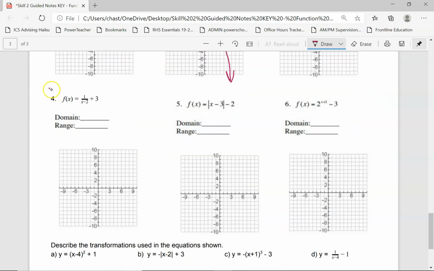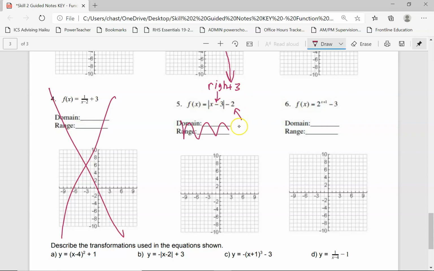I'm not going to do this one right here, but I do want to talk about these last two. This one is an absolute value function, so we have a weird one inside the function here, so we go right 3, and this tells me I go down 2. Absolute value functions normally start at the origin. We're going to send it right 3, down 2. There was no flipping, so we just draw our V.